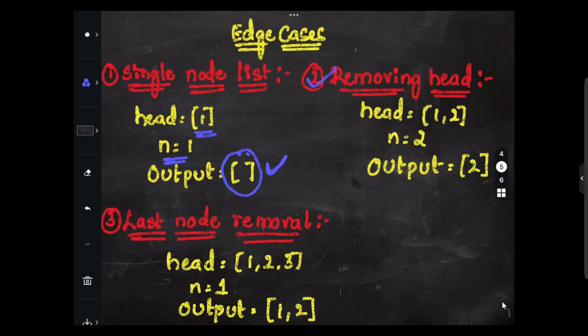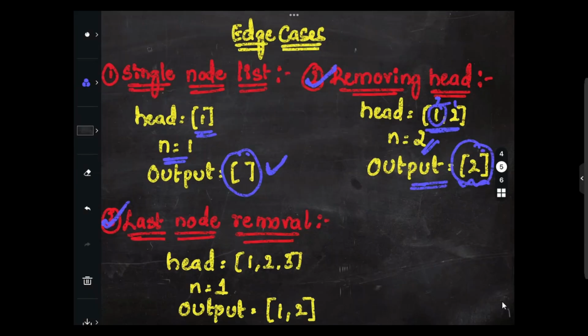Let's move on with the second edge case here, removing head. We have been given two elements here, 1 2, and n equals 2 we have been given. So we are removing from the end, right? This becomes 1 and this becomes 2. We will remove this one, 1, and the output remains 2. So only node 2 remains. That one itself we need to return in the form of output.